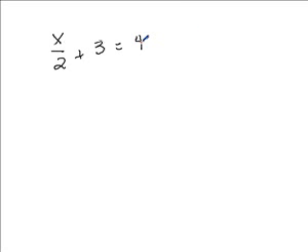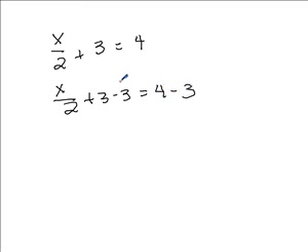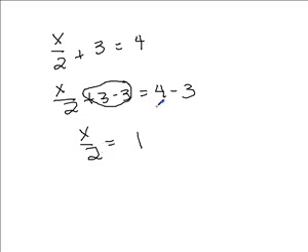Now again, in this example, we've got two operations. We've got division and we've got addition, so we're going to take them one at a time. So first of all, x divided by 2 plus 3 minus 3 equals 4 minus 3. We're doing this first to get rid of that, and because we subtract 3 here, we have to subtract 3 there. So we have x divided by 2 equals 1.